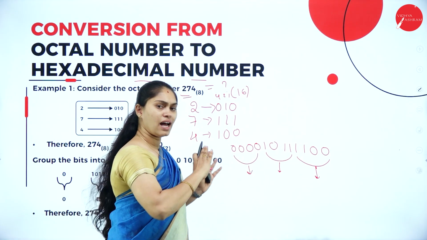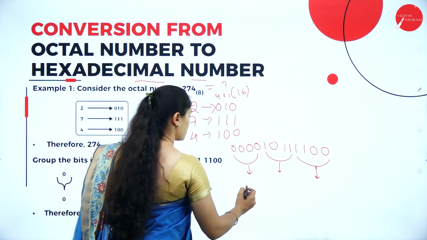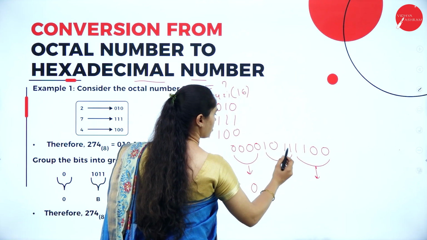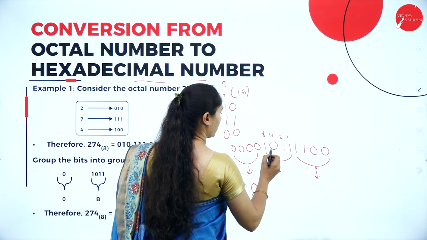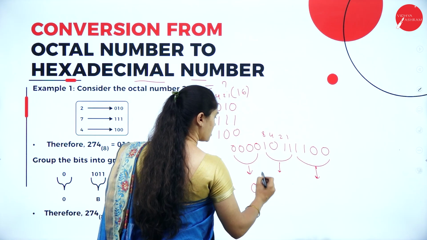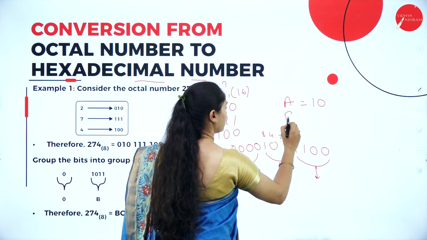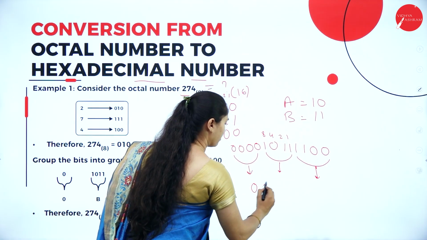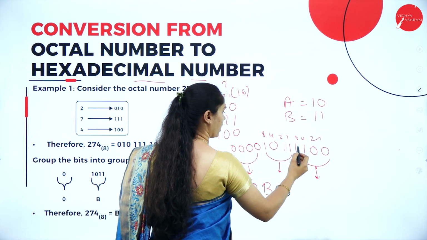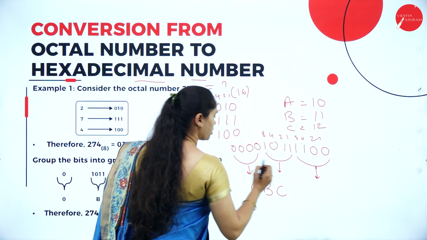Okay. So now I have to write the equivalent hexadecimal number. 4 zeros means 0 itself, and then this is 1011. 8421: 8 plus 2 is 10, 10 plus 1 is 11. So if it is 11 in hexadecimal, it is the letter B. That's why I will write it as B. Now this becomes 8421, it will become 12. So if B is 11, then C should be 12 itself, so I am going to write C.